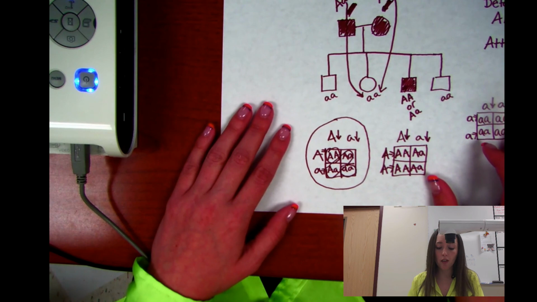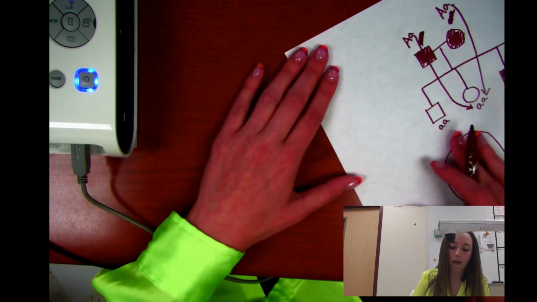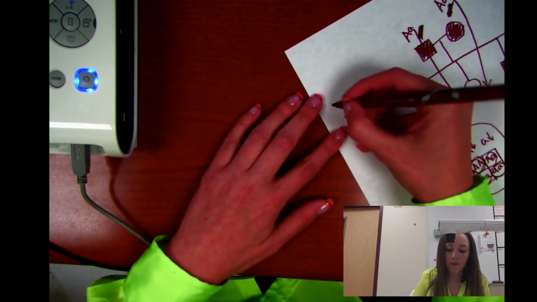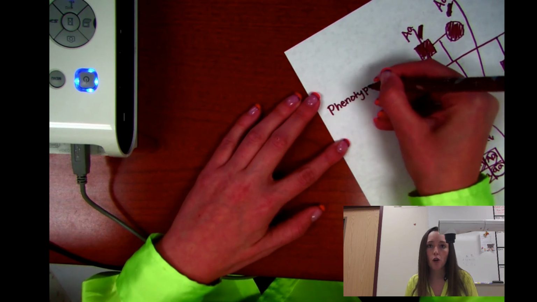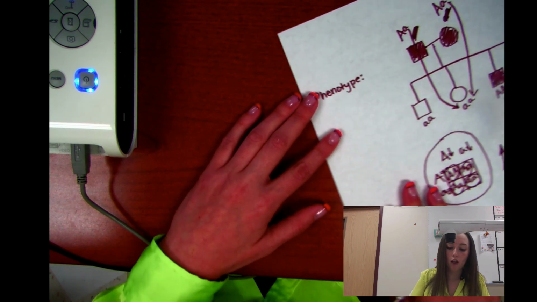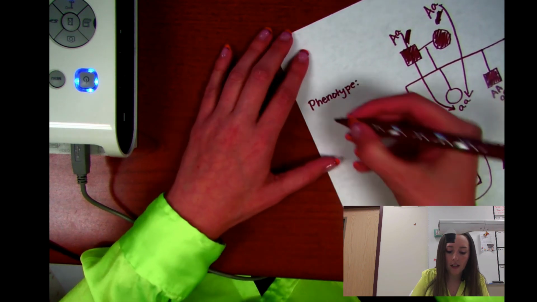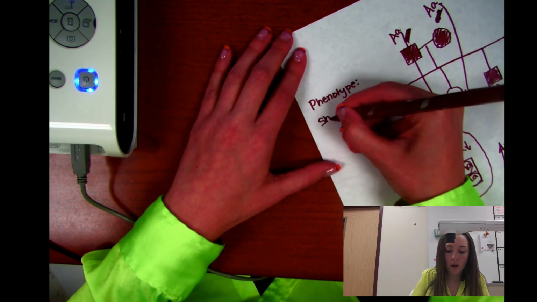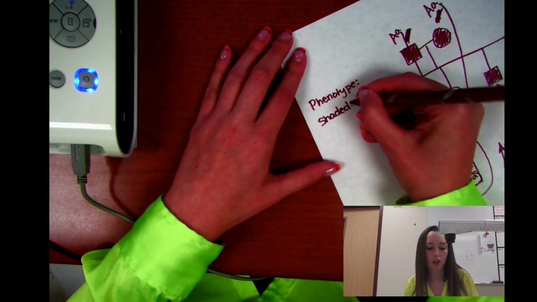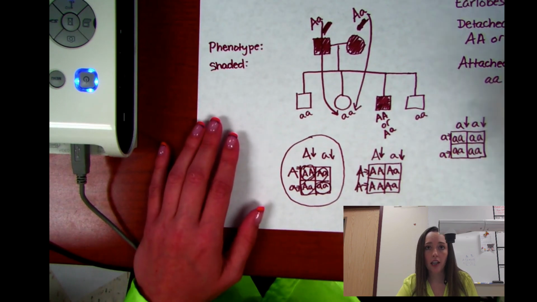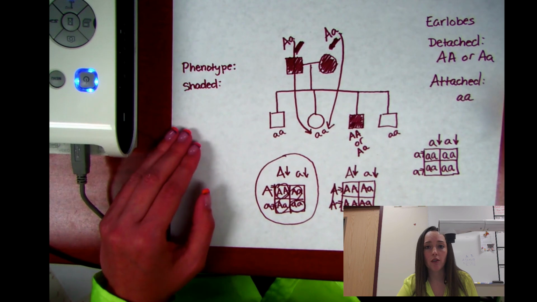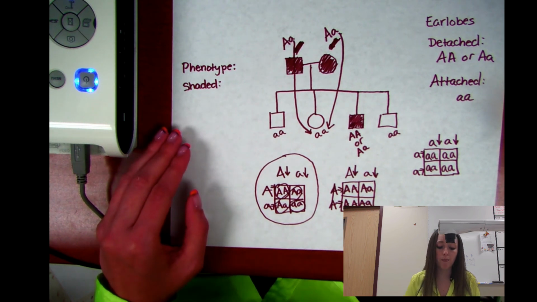So if we were to do a key for the phenotype, I'm going to move this paper a bit, and we're going to write phenotype. Now that we have phenotype, we're just going to do shaded represents and then unshaded represents. First off, just look at this. Is shaded dominant or recessive? We talked about this. If you said dominant, you are correct. Shaded is dominant.